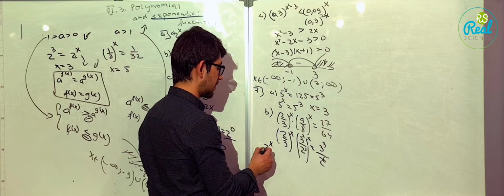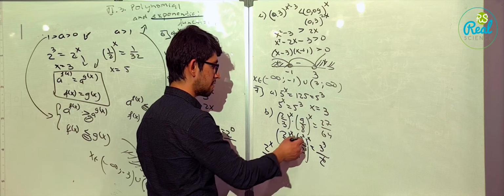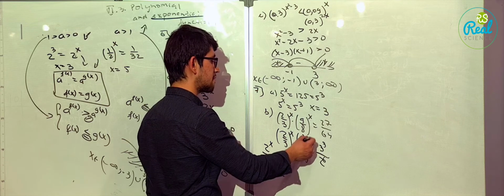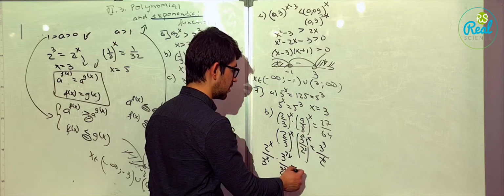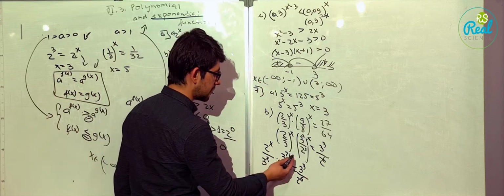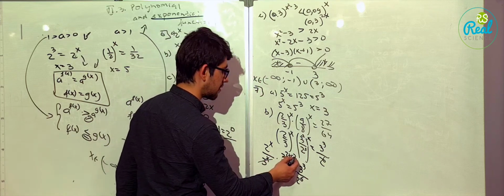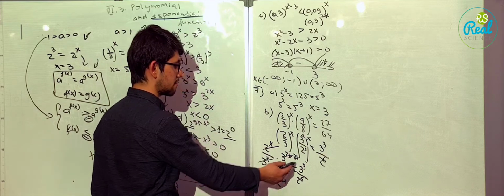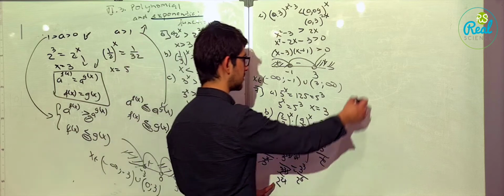So 2 on the power of x divided by 3 on the power of x. Here you have 3 on the power of 2x. Here you have 2 on the power of 3x. Power of the power should be multiplied, right? Equals 3 on the power of 3 divided by 2 on the power of 6. So a cancellation happens: 3 on the power of x. Here also cancellation happens: 2 on the power of 2x.